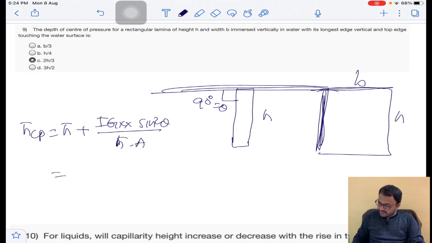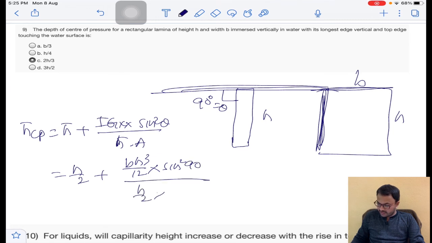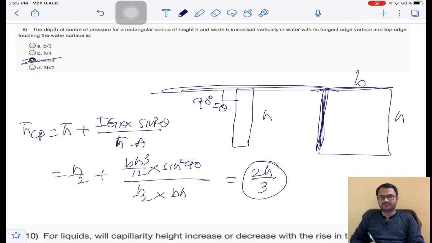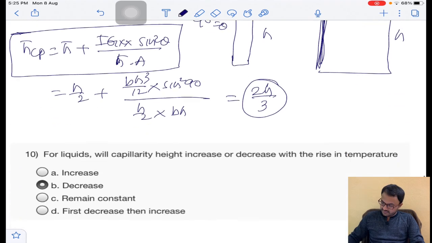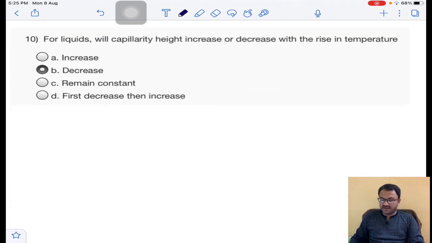So h bar is equal to obviously h by 2, plus Igg, obviously it will be bh cube by 12 about the centroid, and sine square 90, and h bar is equal to h by 2 into area A is equal to b into h. If you calculate, you will get 2h by 3. Okay, so the answer will be C. Very simple problem. But this is the most important equation to calculate center of pressure. And next, last question for this assignment.